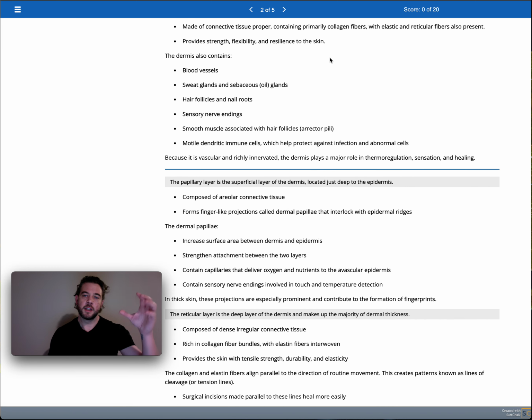Again, dermis is really there for providing strength and flexibility to the skin. It's giving the epidermis something to anchor down into. It does have some specialized structures that we're going to see when we get into the specialized features of the integument.